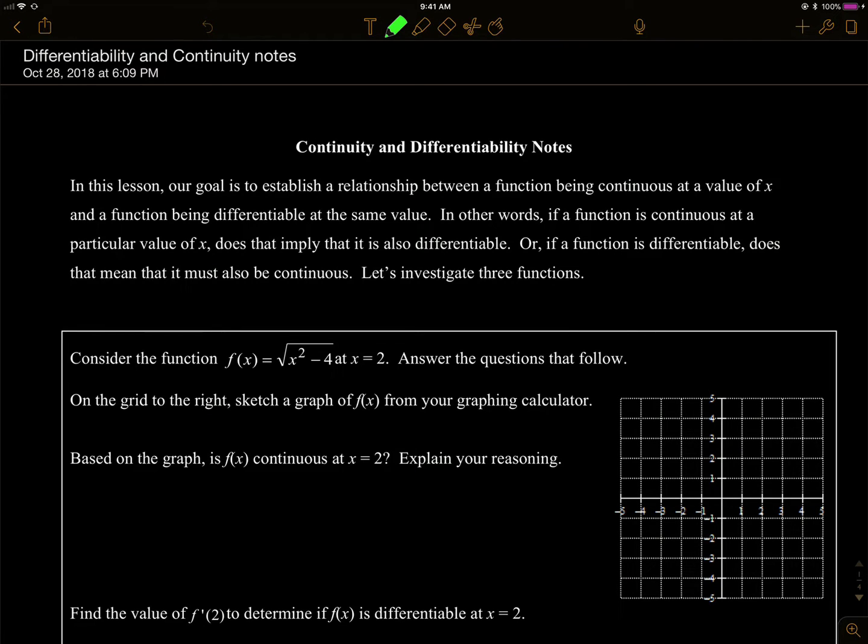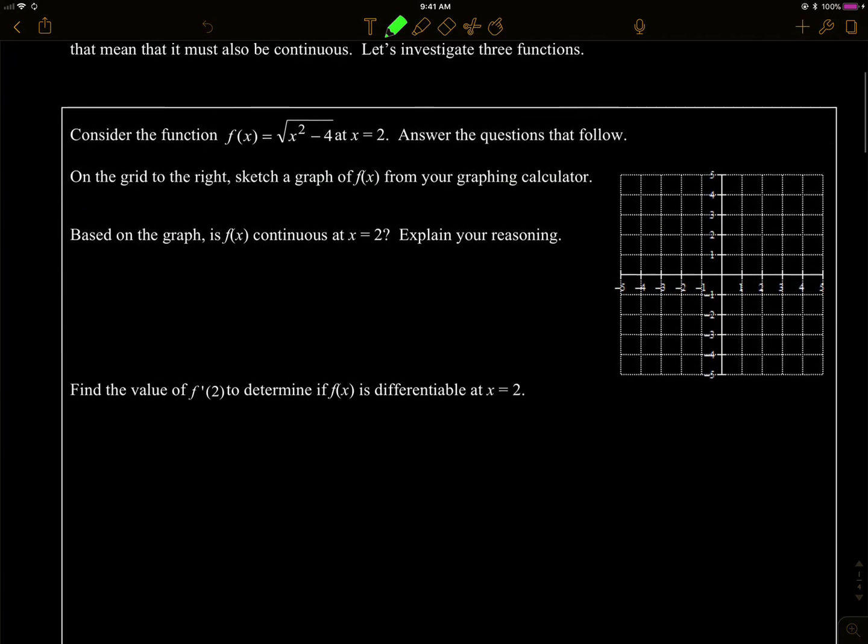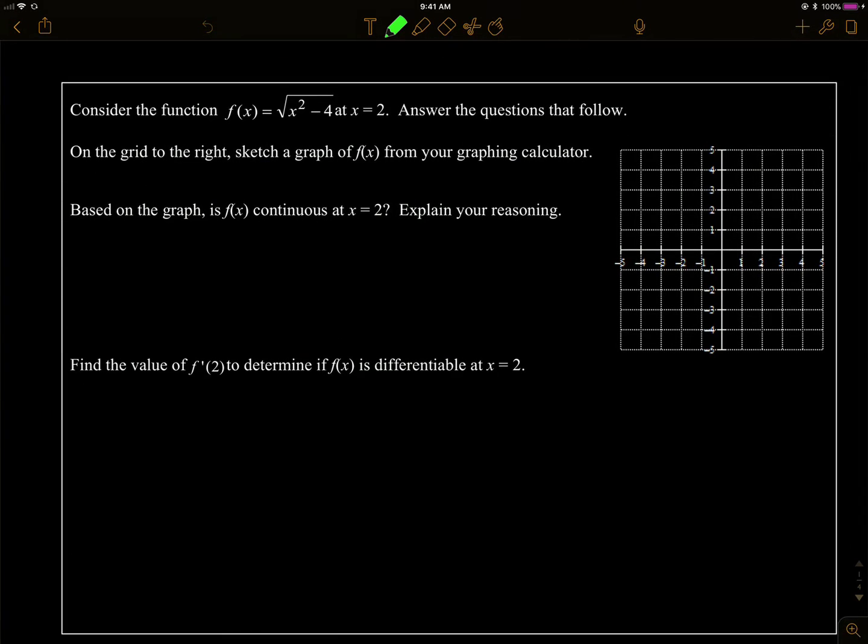So in this video, we're going to look at continuity and differentiability. Does continuity imply differentiability, or does differentiability imply continuity, or is it both ways? So that's what we're going to look at here.